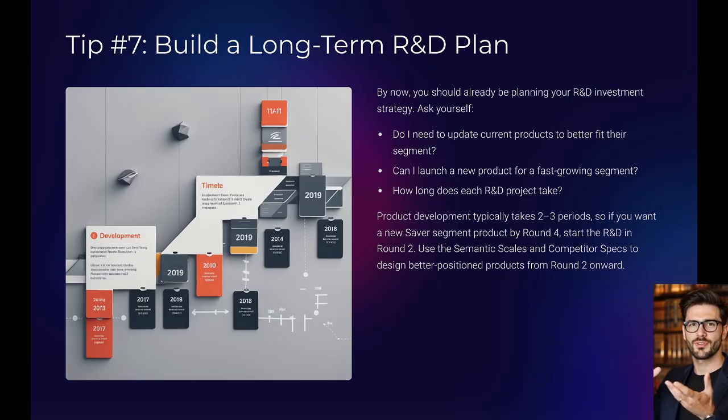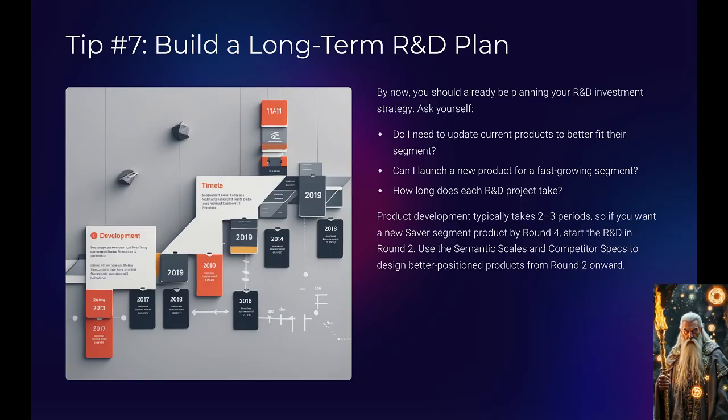Product development typically takes 2 to 3 periods, so if you want a new Saver segment product by round 4, start the R&D in round 2. Use the semantic scales and competitor specs to design better positioned products from round 2 onward.